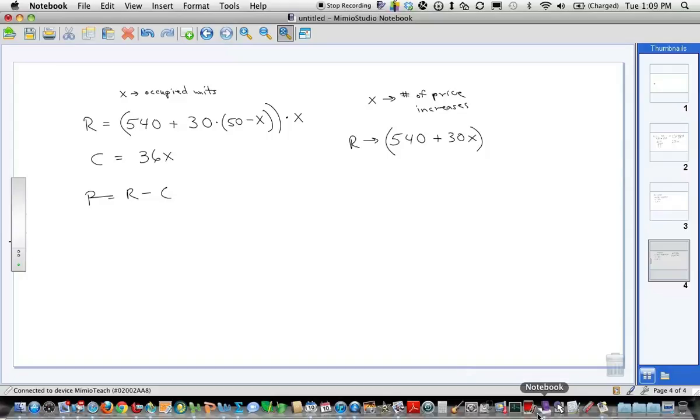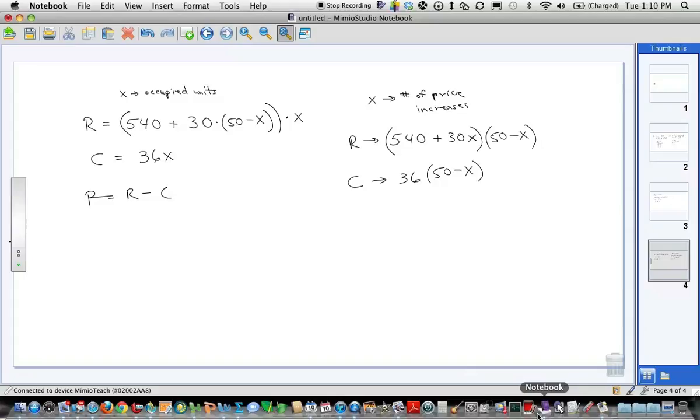Well, what would the number of units be? It wouldn't be X now, like it was over here, right? What's the number of units? Well, it's 50 minus the number of price increases, because every time we have a price increase, the number of units goes down by 1. Right? So 1 price increase, we have 49 units. 2 price increases, we have 48 units. So it just changes it a little bit. What would be the cost equation? The cost equation was 36 times what? Number of units. Well, what's the number of units in this problem? 50 minus X. So our cost would have been that.